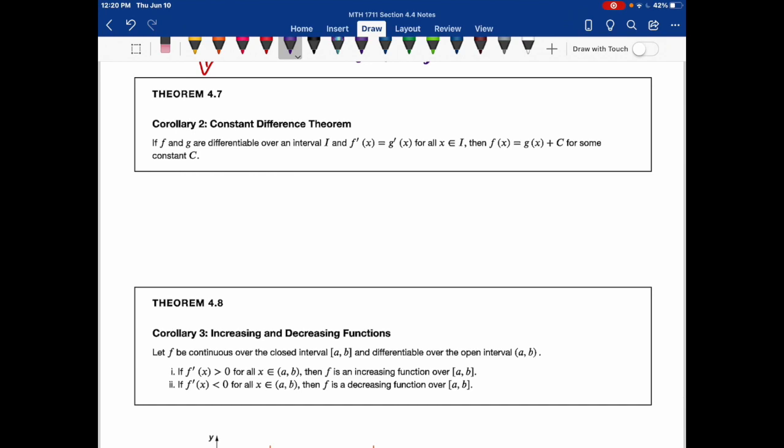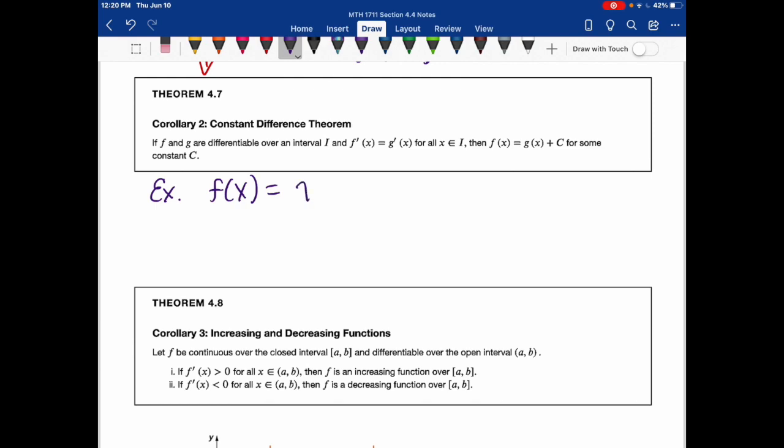Okay, the next corollary that comes from the mean value theorem says that if f and g are both differentiable functions over an interval, and the derivative of f is the same as the derivative of g for all x on that interval, then f and g have to be the same function other than maybe a vertical shift, which is just, it varies by some constant, c.